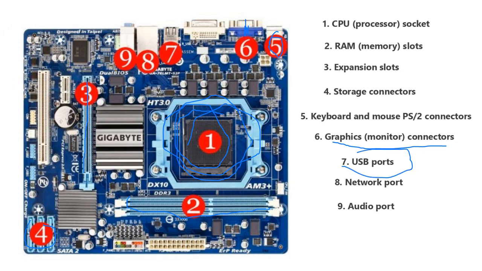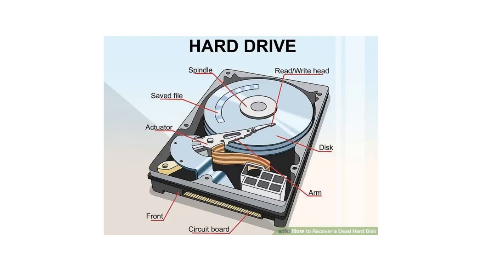Then the USB port is number seven. Number eight is the network or LAN card; if you want to connect via internet, we need the network port. Number nine is the audio port. So these are the basics, not details, just basic information. And Gigabyte is the motherboard company name.